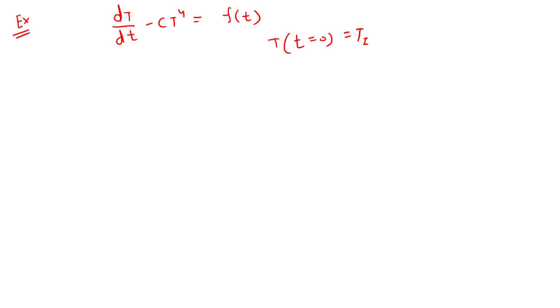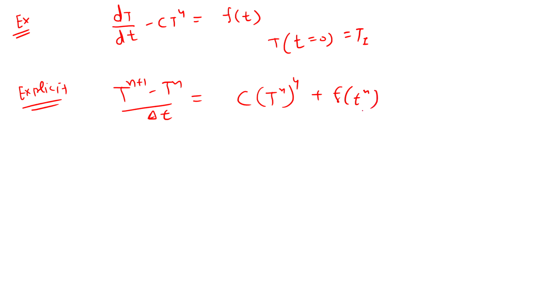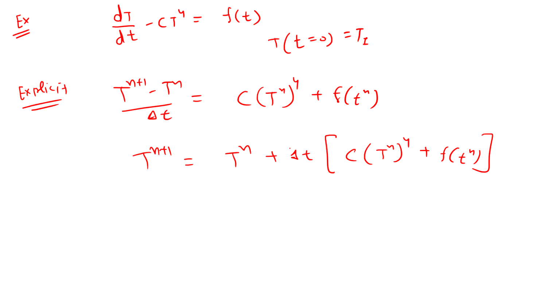This kind of ODE appears when we solve the radiation problem, where T to the power 4 comes into the picture. First is the explicit formulation. Explicit formulation says (T^(n+1) minus T^n) divided by delta t is equal to c T^n to the power 4 plus f(t^n). That gives T^(n+1) equal to T^n plus delta t times (c (T^n)^4 plus f(t^n)). This is my explicit formulation, and we do not have much trouble in doing the explicit calculation.